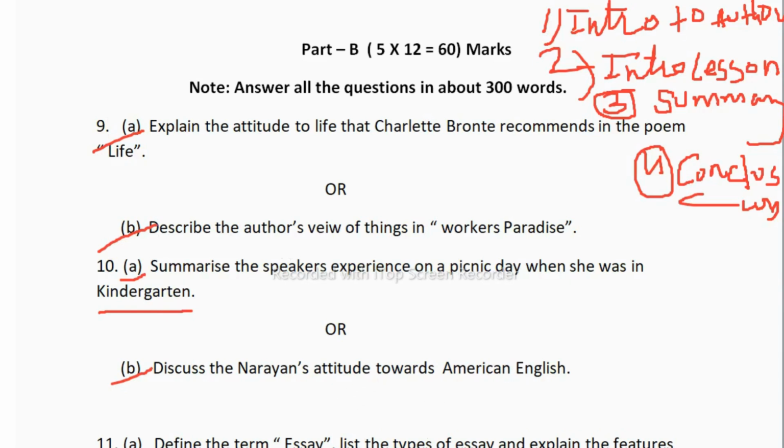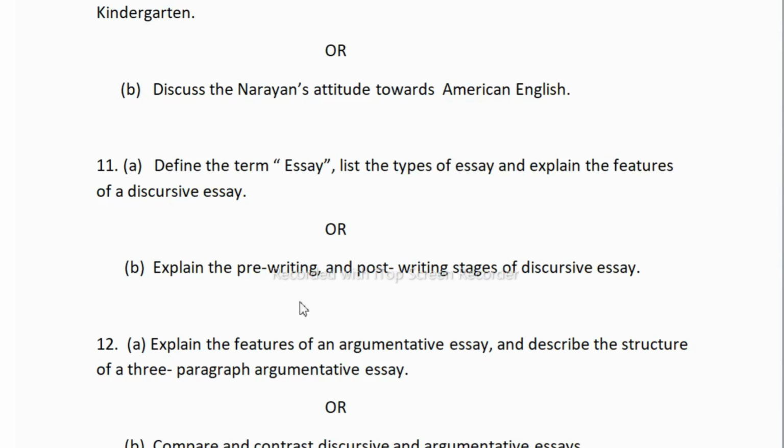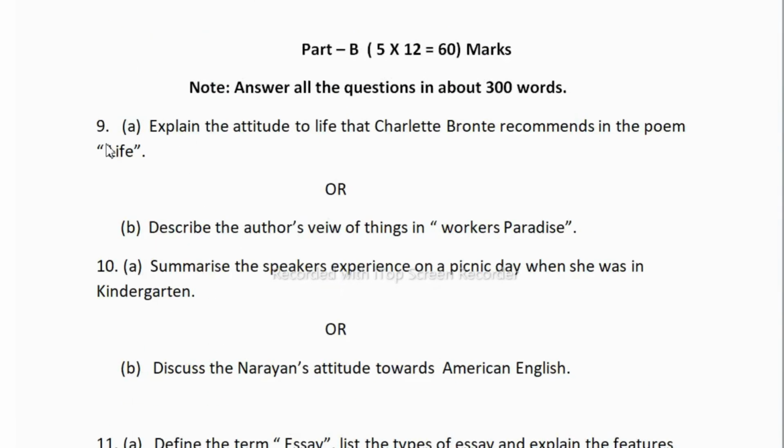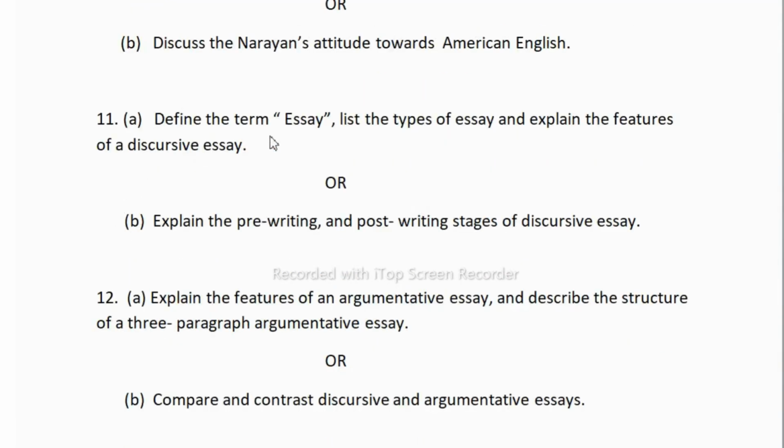Now let us see the 11th question. Here in the 11th question, define the term, which is from unit 3. The 9th and 10th questions are from unit 1 and unit 2, and this one is from unit 3. Define the term essay, list the types of essay and explain the features of discursive essay. Here you have to answer first of all what is essay. You have to write the definition of essay and its types, how many types of essay are there. Then you have to explain the features of discursive essay.